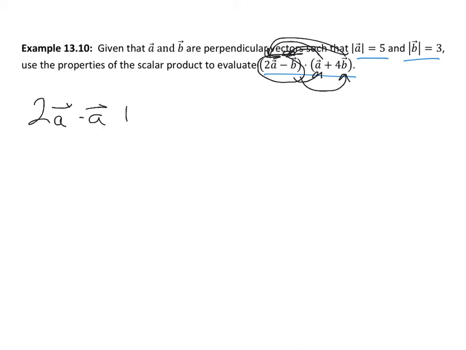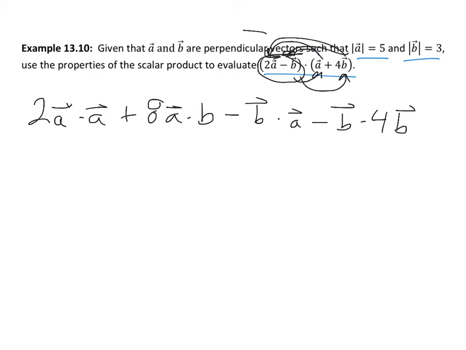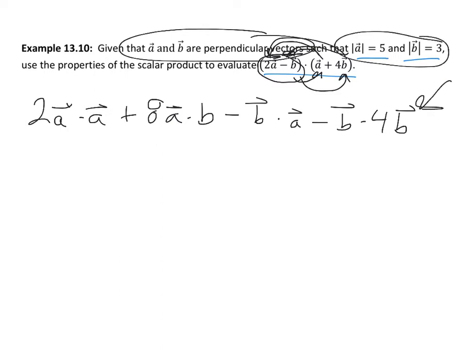right? And then plus 8A dot B, and then minus B dot A, and then minus B dot 4B. Okay. So I basically used the distributive property of the dot product to sort of FOIL, as it were, this thing out. Okay. So now we have to start thinking, okay, how can I use the perpendicularity of A and B and these magnitudes to evaluate this thing?